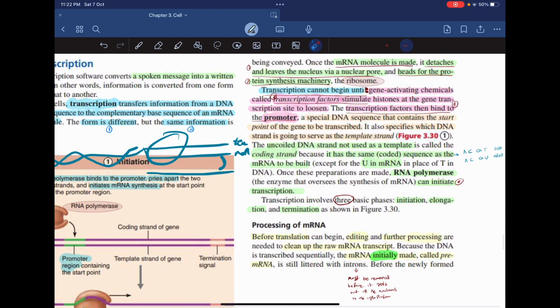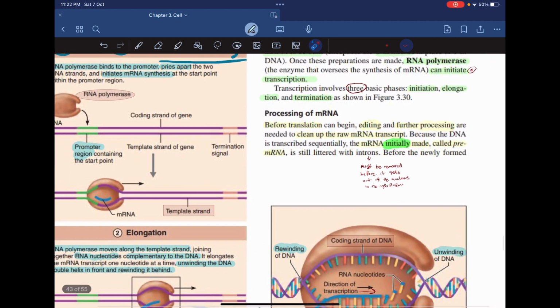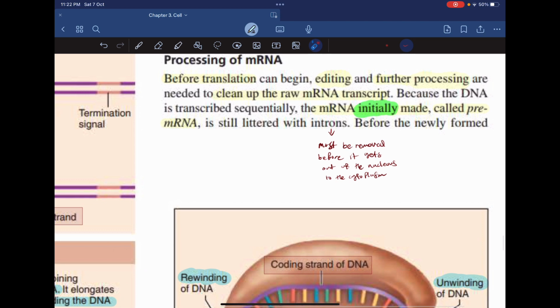Okay, so we have three phases: initiation, elongation and termination. The processing itself, قبل ما نبدأ في عنا editing و further processing, cleaning up the raw mRNA transcript because the DNA is transcribed sequentially. The mRNA initially made is called the pre-mRNA. Okay, هون في شغلة عم بيحكوا لنا they are talking about the mRNA itself, that before it goes to translation it's a pre-mRNA. Why is it called pre-mRNA? Because it's not ready yet. So the pre-mRNA, this is the pre and this is the mRNA.